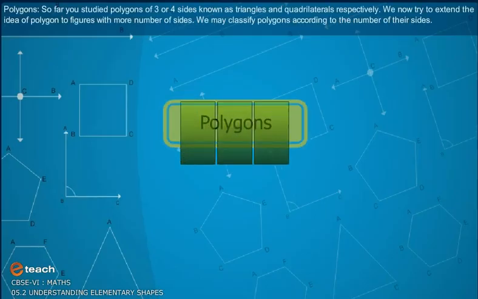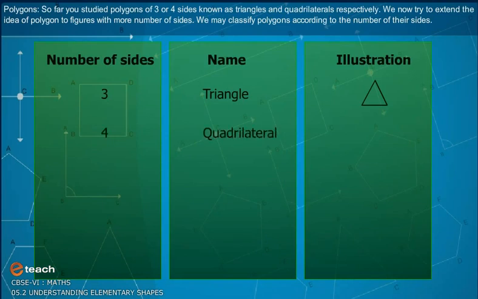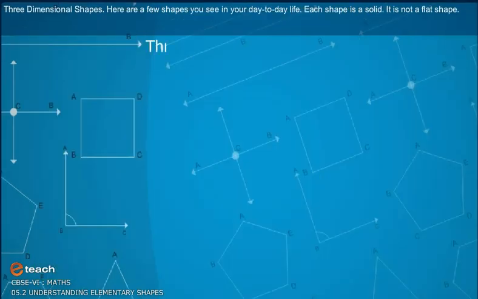Polygons. So far, you studied polygons of 3 or 4 sides, known as triangles and quadrilaterals respectively. We now try to extend the idea of polygon to figures with more number of sides. We may classify polygons according to the number of their sides.